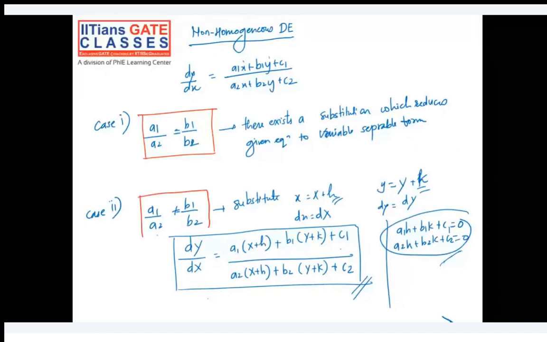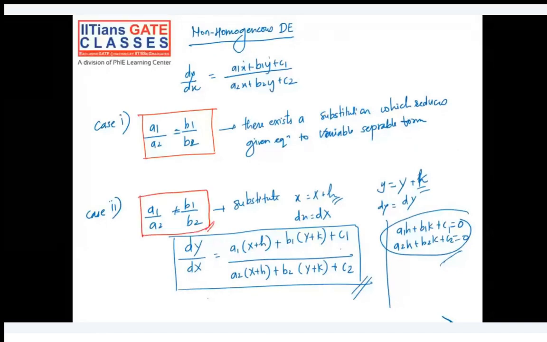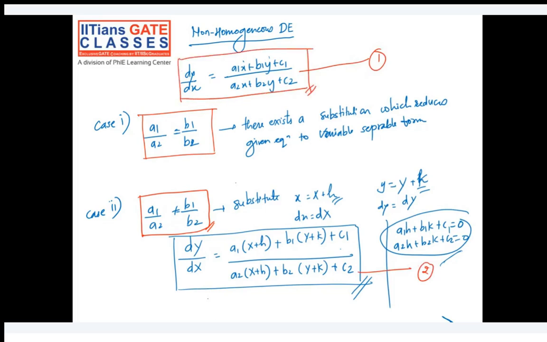So what you have to do is the substitution. Wherever there is small x, you will write it as capital X plus H, and small y in the equation you will write as capital Y plus K. So your equation number 1 will look like equation number 2, because we are writing small y as capital Y plus K. K is a constant. H is also constant.